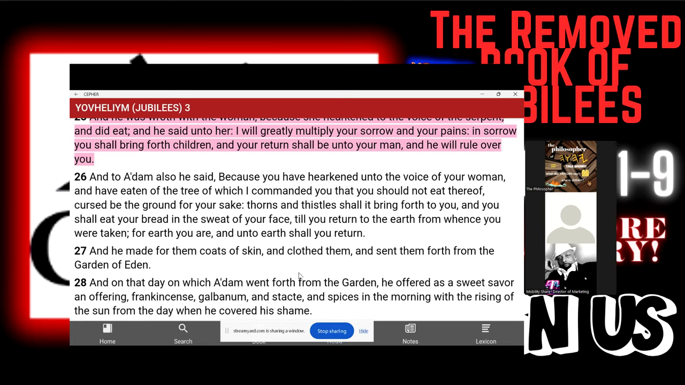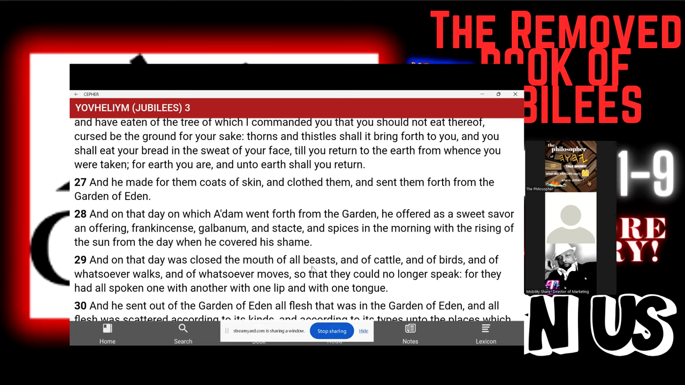Thorns and thistles shall it bring forth to you, and you shall eat your bread in the sweat of your face till you return to the earth from which you were taken, for earth you are, and unto earth shall you return. And he made for them coats of skin, and he clothed them and sent them forth from the Garden of Eden. And on that day on which Adam went forth from the garden, he offered a sweet savor of offering, frankincense, galbanum, stachy, spices in the morning with the rising of the sun from the day when he covered his shame.